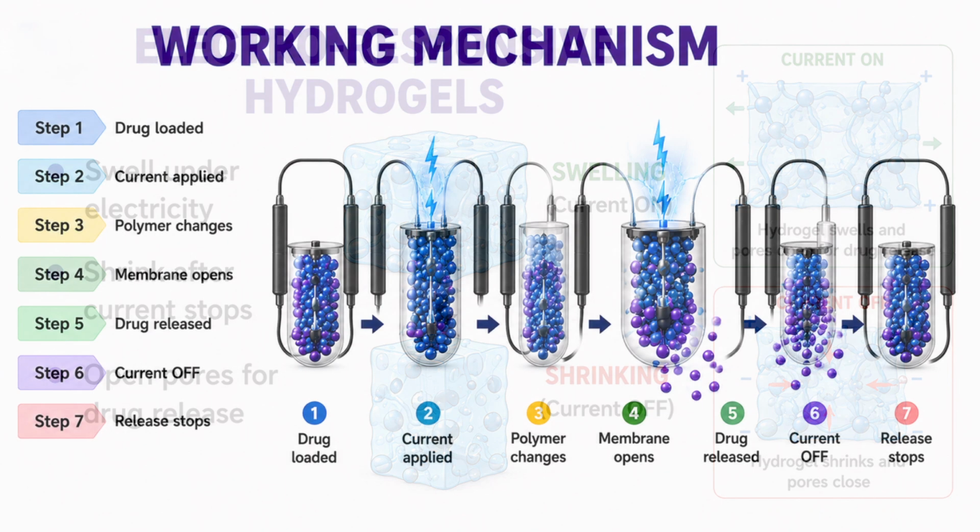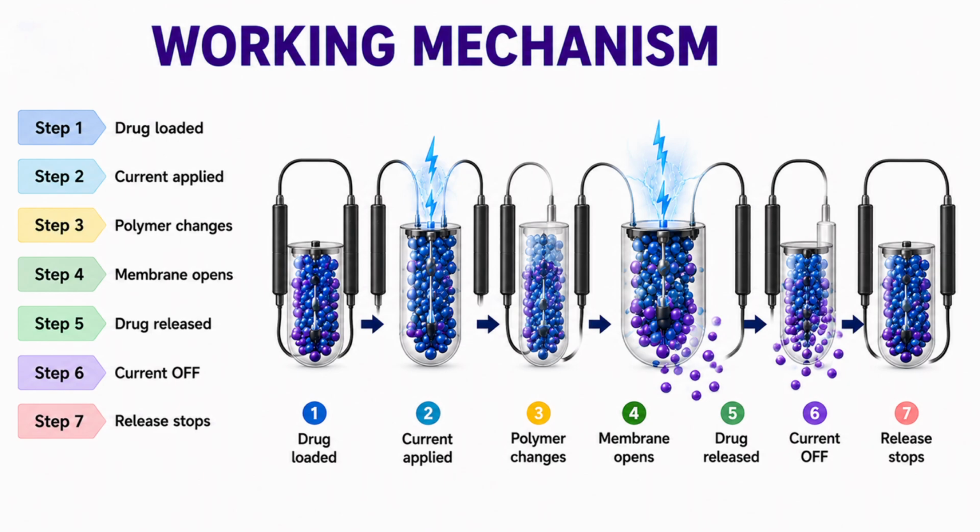Working mechanism. Let's understand step by step. First, the drug is loaded inside the device. Second, the device is implanted or administered. In the third step, the electric current is applied. Then the polymer changes, the membrane opens and the drug is released. Finally, the current is switched off and the drug release immediately stops. Very easy.